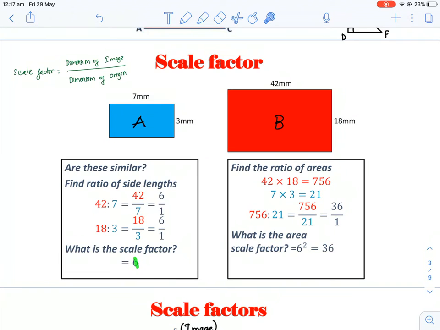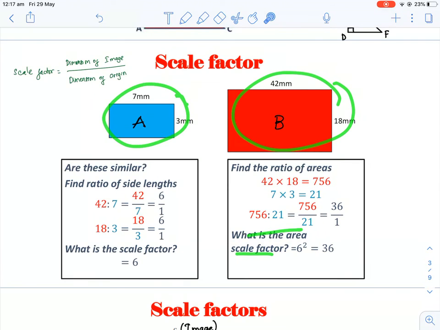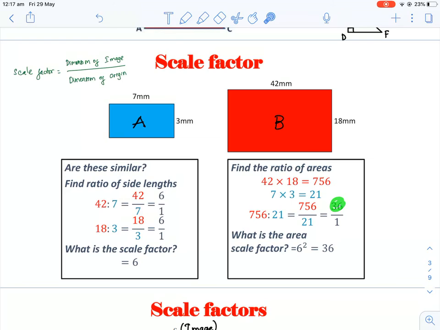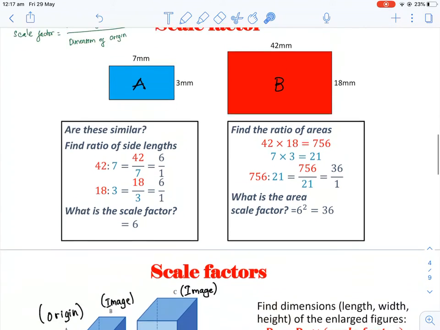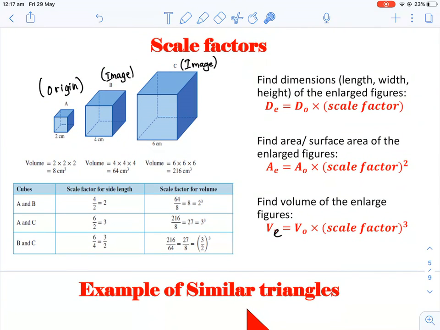To calculate the scale factor, I take the dimension of the image over the dimension of the original. So 42 divided by 7 is 6. What is the area scale factor? To find the area scale factor, we find the area of B and divide it by the area of A. We get 36, and 36 is 6 squared. So there is a relation. How are they related? We're going to check in the next slide.